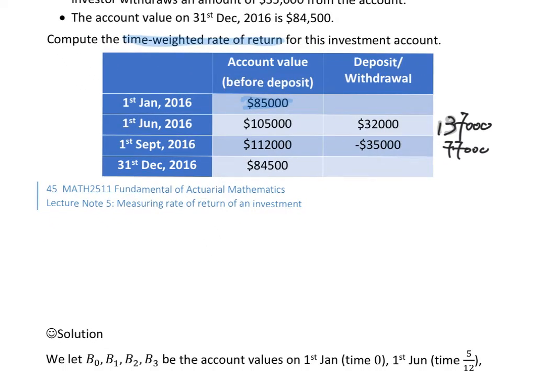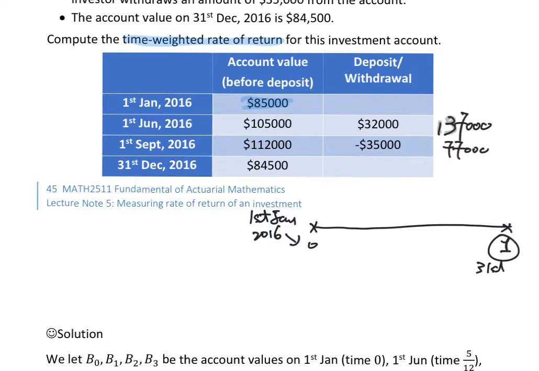Okay, now let us try to draw the cash flow diagram. Here we consider a 1 year time period, so time 0 will be just the first day of 2016, and then time 1 will be the end day of 2016. Okay, and during this year, you make two deposits or withdrawals, right?